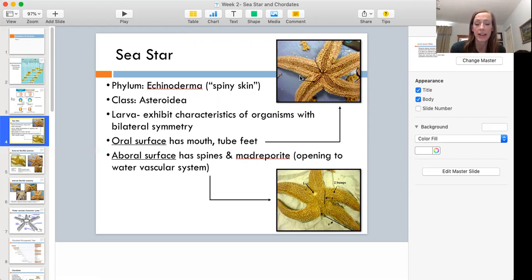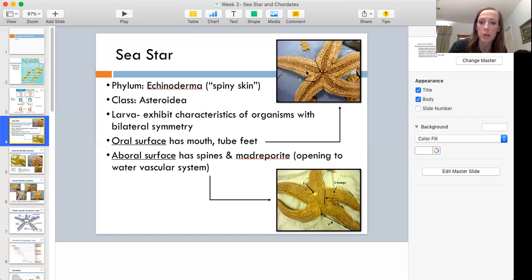And since, as an adult, it looks pretty radially symmetric, we sort of distinguish the surfaces now based on the top and the bottom side, right? So the dorsal and the ventral side, or in this case, we call the ventral side the oral surface, and the dorsal side the aboral surface. And that is because on the oral surface, there's a mouth, okay? And that's shown right here in the center of the central disc, okay?